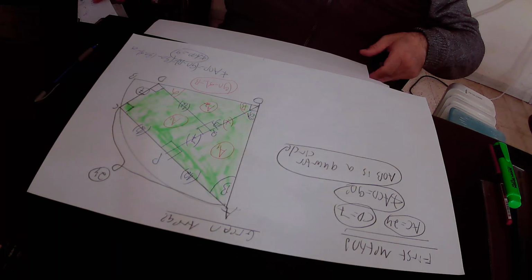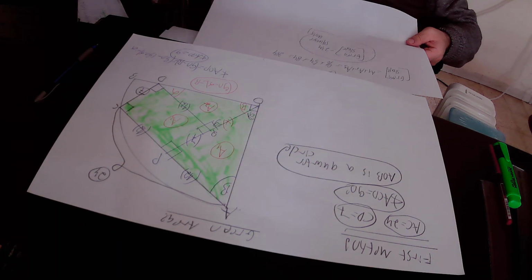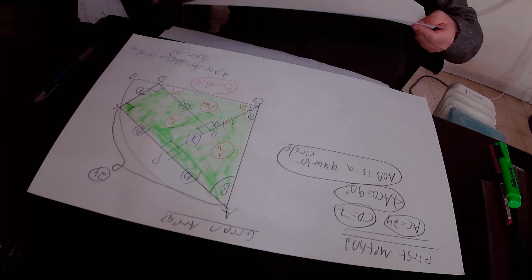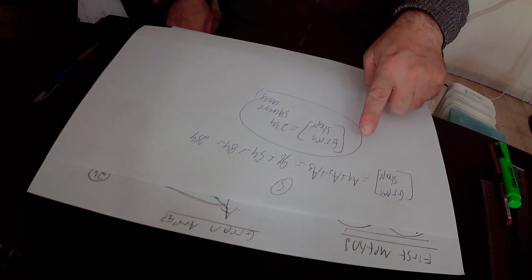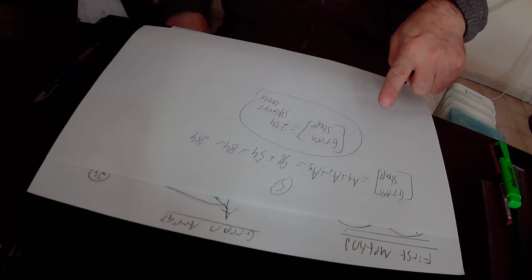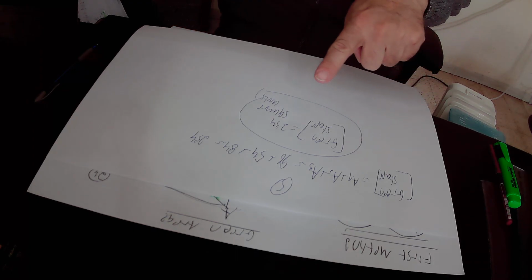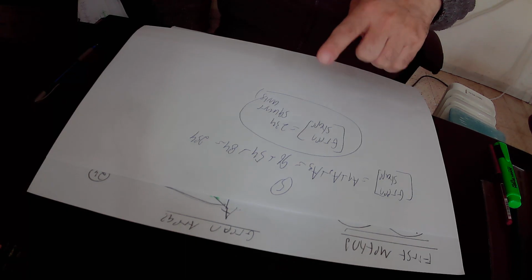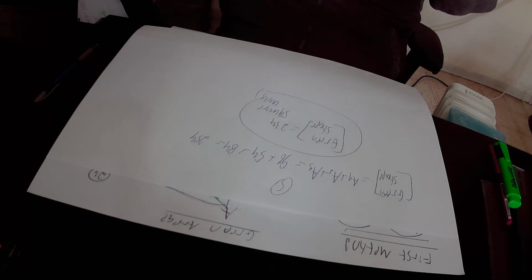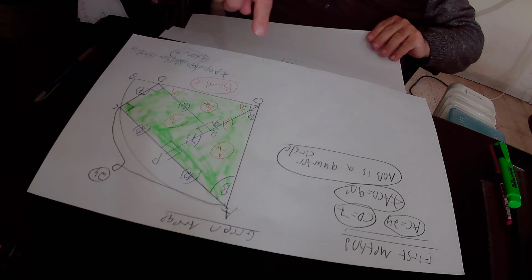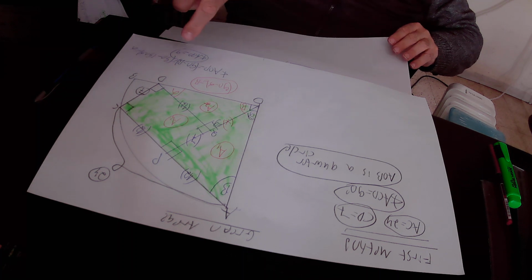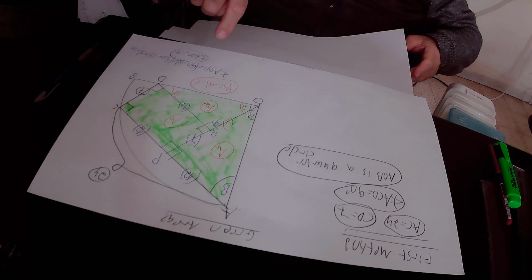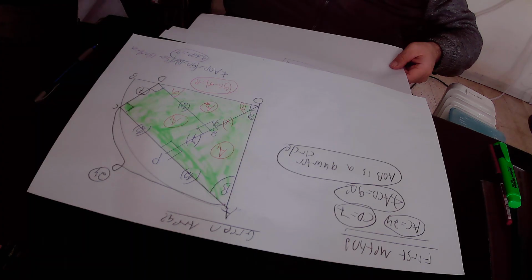And the total area of the green shape equals A1 plus A2 plus A3. A1 is 96, A2 is 54, and A3 is 84. 96 plus 54 is 150, and 150 plus 84 is 234 square units. So in conclusion, the area of this green shape equals 234 square units. We finished with the first method.